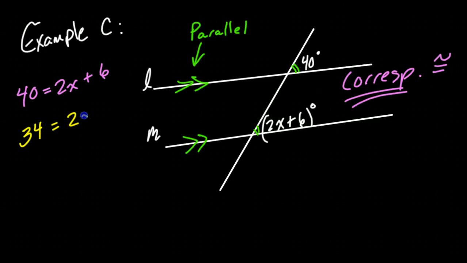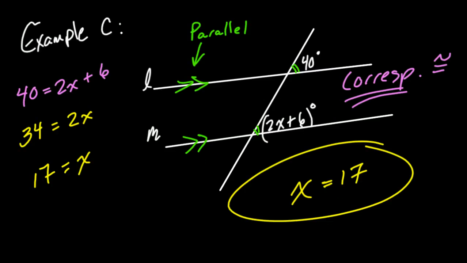So we'll subtract 6 on both sides, and then we will divide by 2. So that tells me that if I want those lines to be parallel, x has to be 17. That's the value that would make both of those angles 40 degrees. And corresponding angles are congruent when you have parallel lines, so x has to be 17.